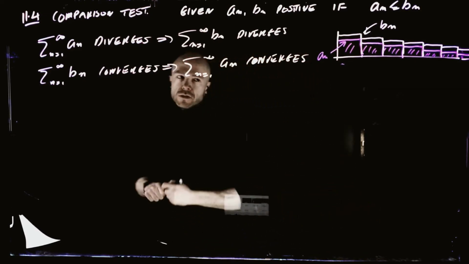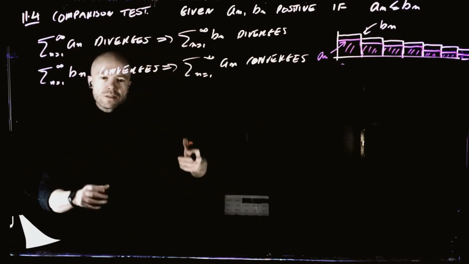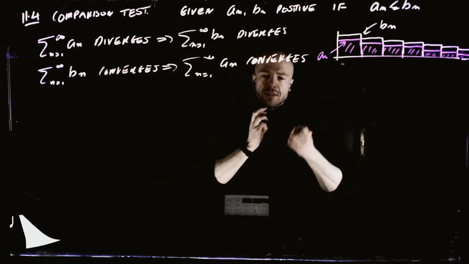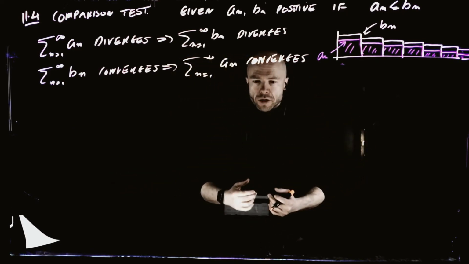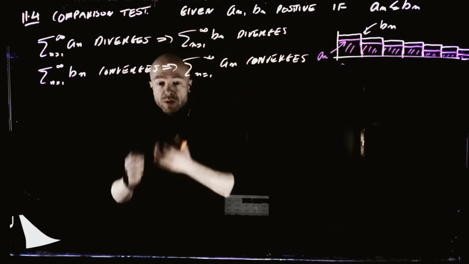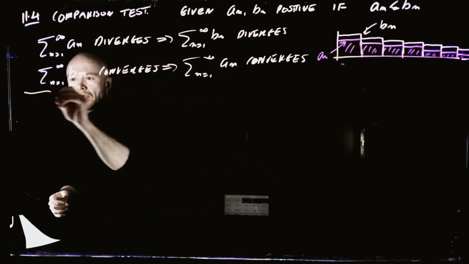Yeah? So this is useful in many cases where we want to understand some series which looks kind of ugly, but we can bound it above by a series that is simple and that we know converges. Or conversely, we have an ugly series, we can bound it below by something which is simple and we know diverges. Yeah? So this is a useful, very simple test.